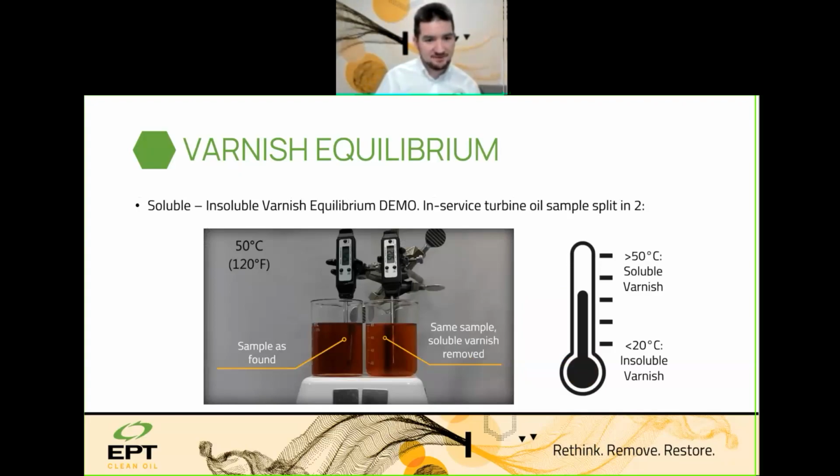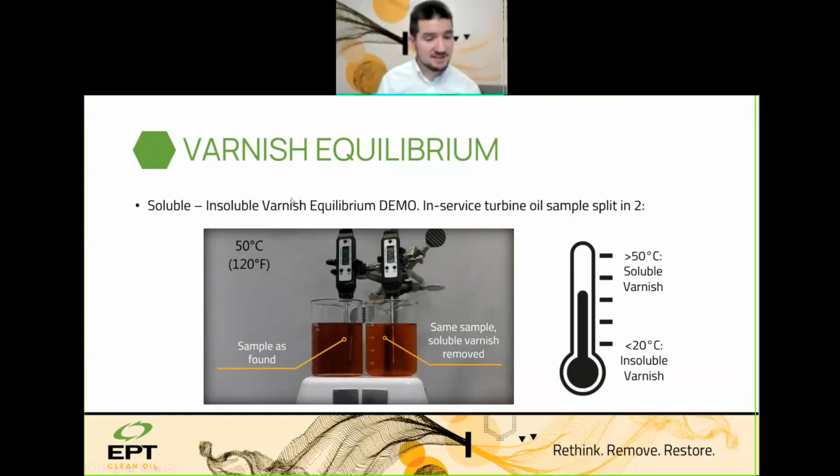Okay, so I like those cartoons for illustrating things, but I think the video here provides a much more compelling demonstration of that. We'll just cue it up real quick. We've got two beakers of in-service oil. This is the exact same in-service oil sample. They've been heated up to about 50 degrees Celsius here. On the left, you can see the sample as found, as taken from the turbine. On the right, same oil sample, but we've now removed the soluble varnish from it. And we'll talk about how you can do that later in the presentation.